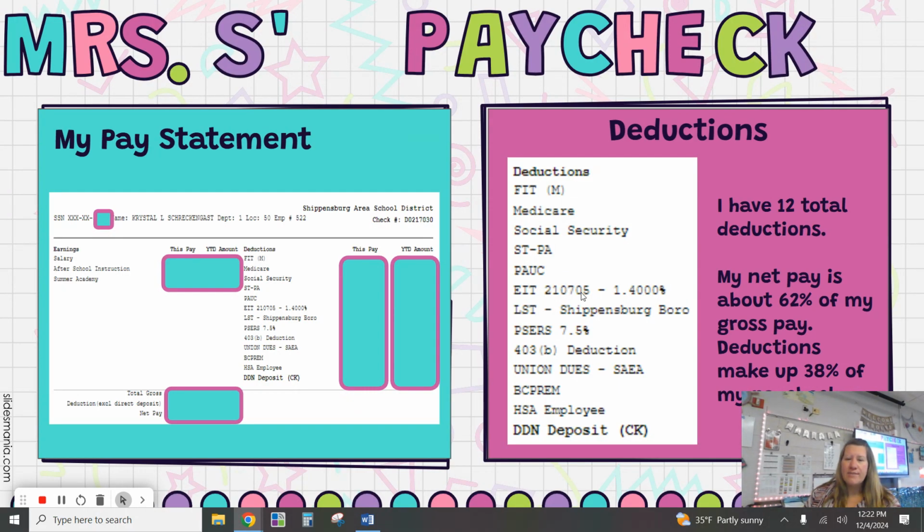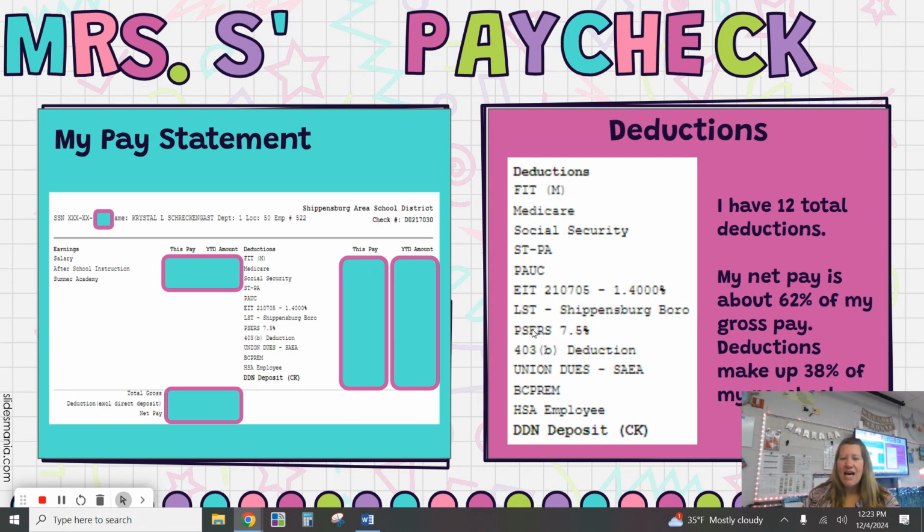You have an earned income tax. This is my local tax. I have this LST, Shippensburg Borough, which is my occupational privilege tax. They're like, oh, you're very lucky and you get to go to work, so let me take some money away from you. Seriously, it's $2 a pay.